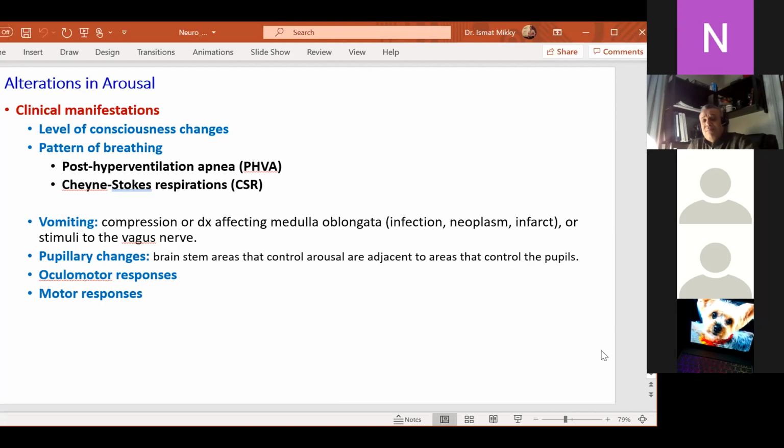So the changes in the PaCO2, the partial pressure of CO2, will produce irregular breathing called Cheyne-Stokes respiration. The vomiting is one of the more complicated concepts, because vomiting can result from GI involvement or GI problems. It could also result from neurological causes, like traumatic brain injury.